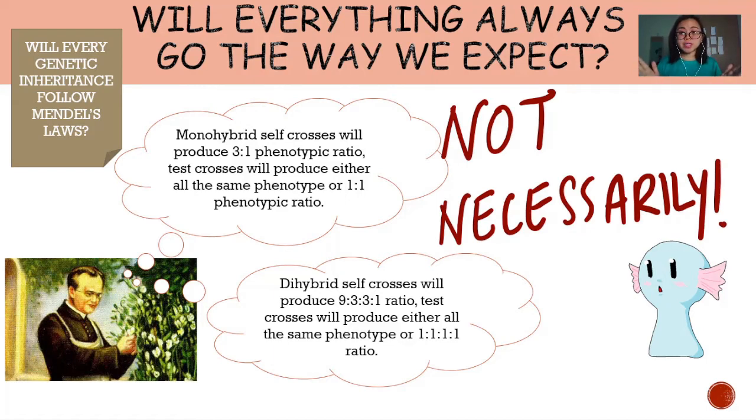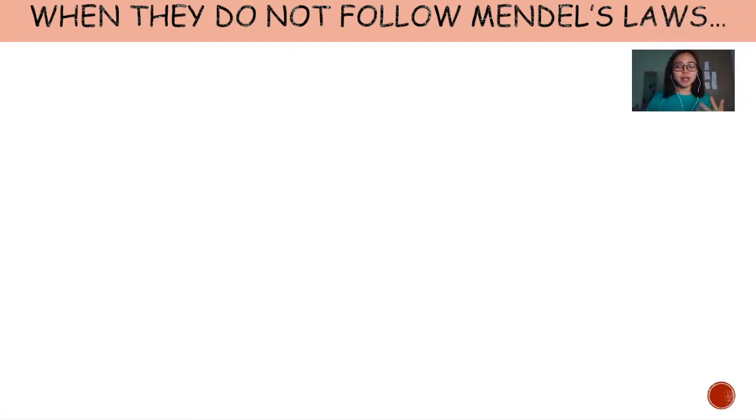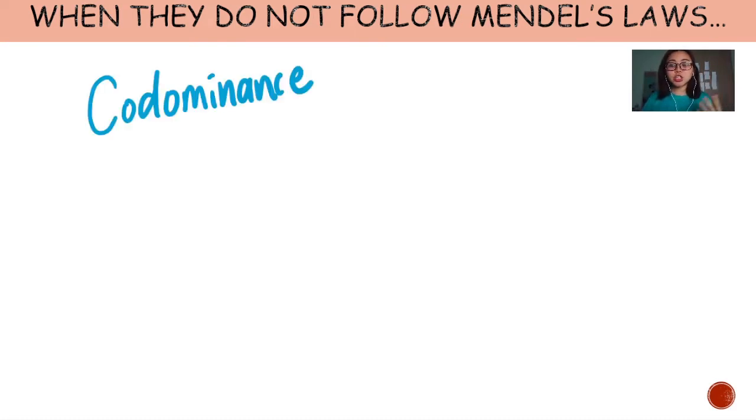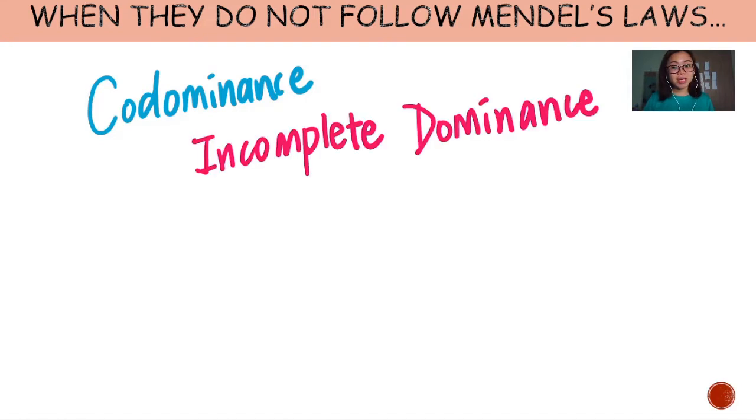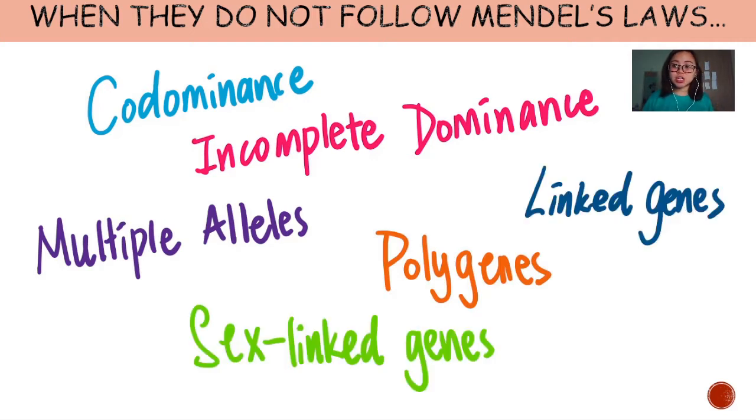Sometimes we do the experiment and it does follow Mendel's principle. But a lot of times in real life, when we look at how our genes interact with our phenotypes, it's not exactly following Mendel's laws. So let's see the different types of circumstances or examples that we will look at in this subtopic. When they do not follow Mendel's laws, they may be showing codominance, incomplete dominance, multiple alleles, polygenes, sex-linked genes, or linked genes. So these are all reasons why your experiments on inheritance may not follow the ratio that we like.